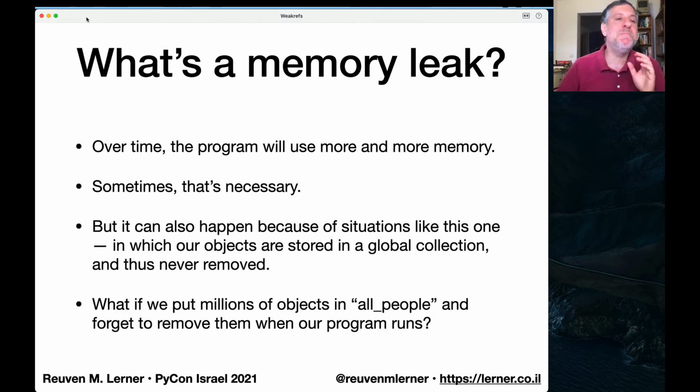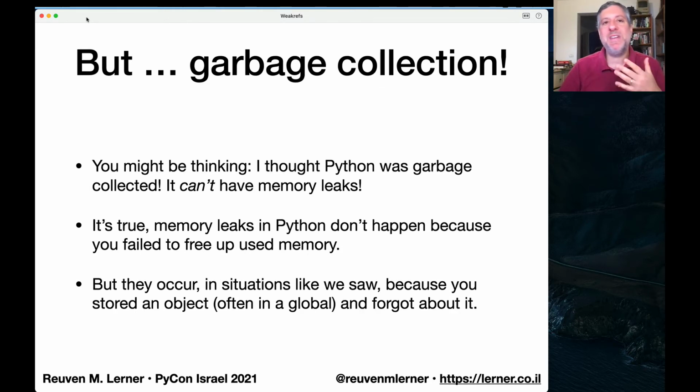What would happen if I put millions of objects in all people and forgot to remove them when our program was running? And I know you might be thinking, no, Python is garbage collected, it can't have memory leaks. That's what I thought for a long time too. That memory leak is something for C programmers and we can't have them in Python. But you can have them. They just happen in a slightly different way.